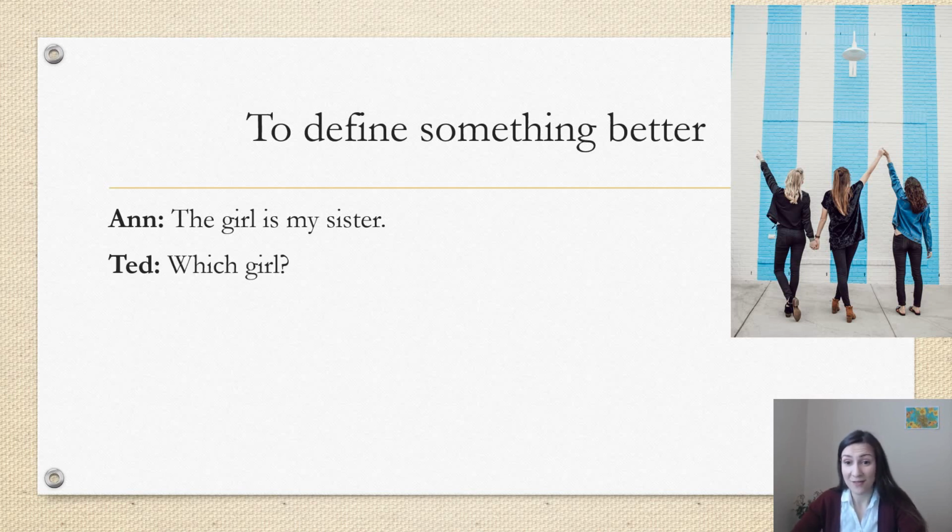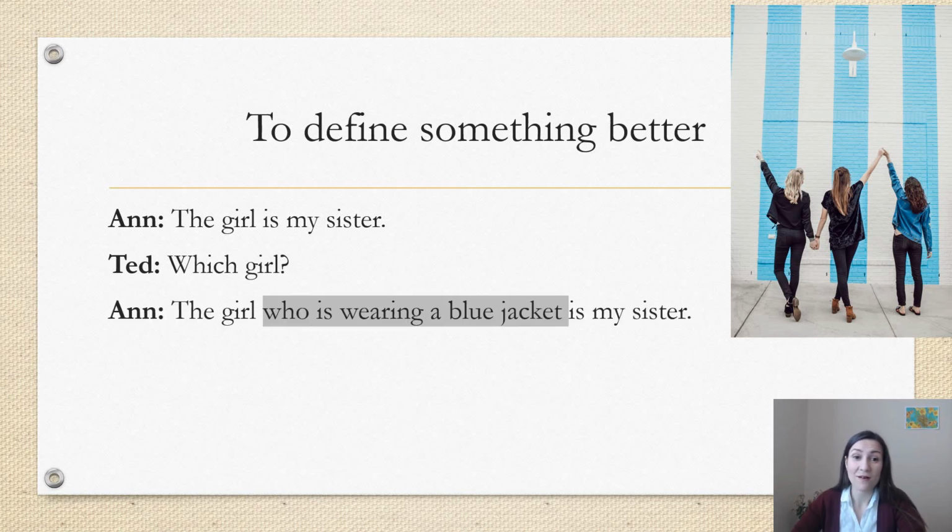So which girl, Ted might ask? There are 3 girls here in the picture. The girl who is wearing a blue jacket is my sister. There you have it, a relative clause, who is wearing a blue jacket, and we use it to define, to give more information about which girl. The girl who is wearing a blue jacket is my sister. Oh, I see. So a relative clause is used to define something better, to give more information.